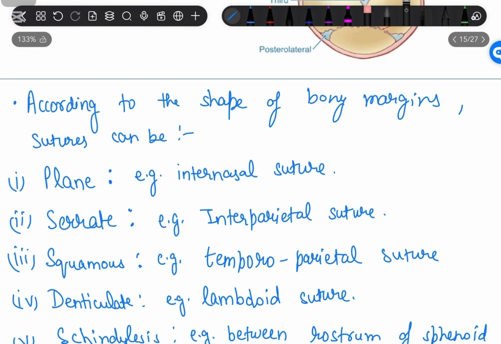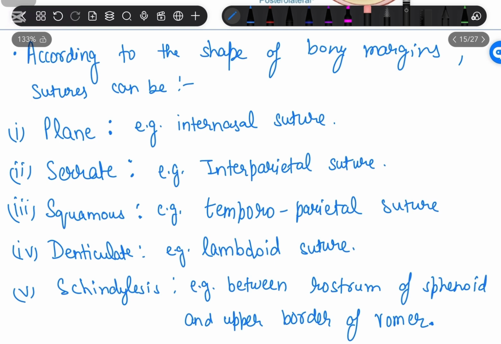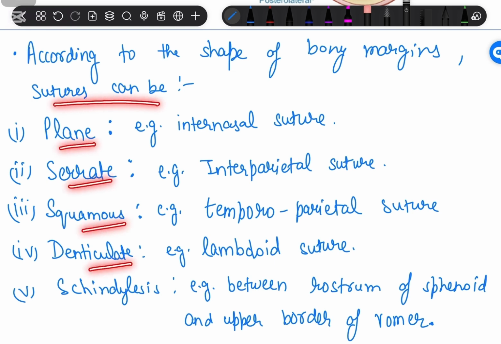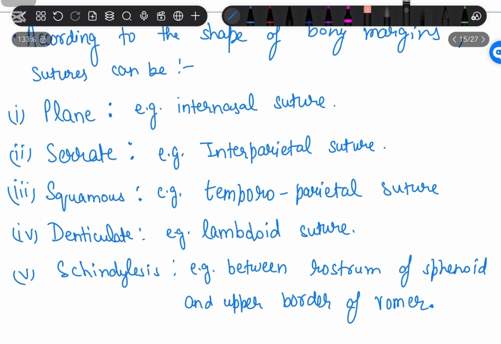Now, according to the shape of bony margins, these sutures can be divided into plain, serrate, squamous, denticulate, and syndialysis. For the plain sutures, we have the example internasal suture. For the serrate suture, we have the example interparietal suture. For squamous, we have temporoparietal. Denticulate, we have lambdoid suture. And syndialysis, it is the suture between the rostrum of sphenoid and the upper border of the vomer.